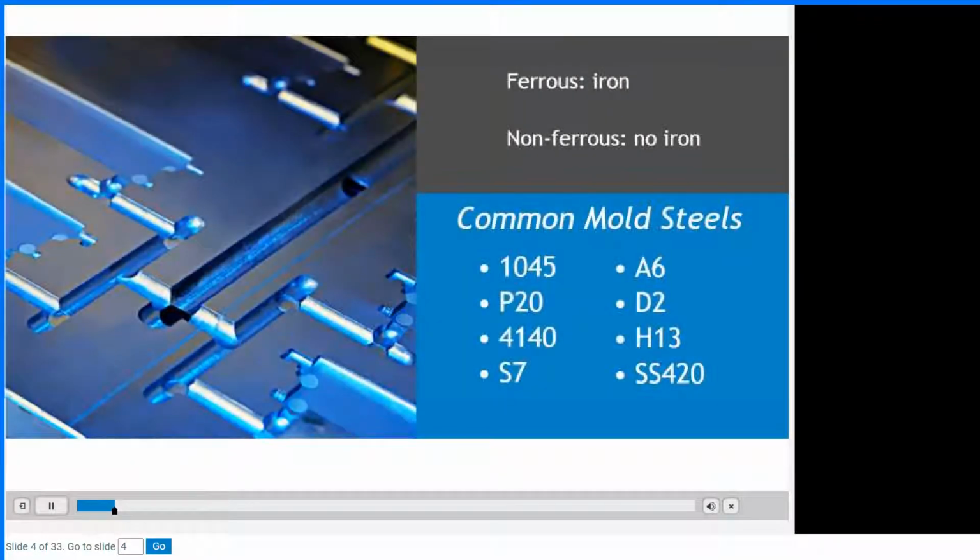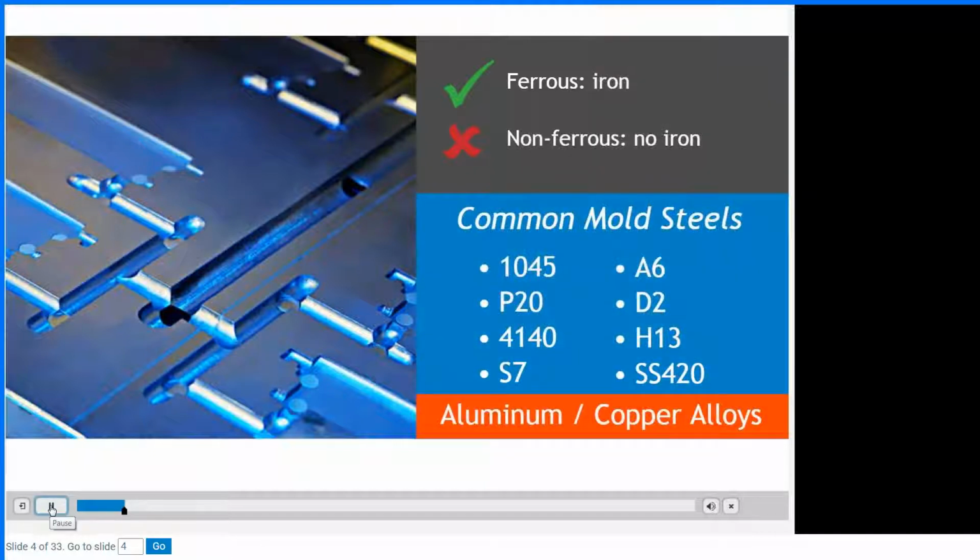Generally, mold steels can be divided into ferrous and non-ferrous groups. Ferrous metal contain iron, while non-ferrous materials do not. The most common mold steels are shown on screen and include some grades of aluminum and copper alloys. Of course, there are many more, as we know, but these are really just the common steels, and mainly used in the industry currently are basically H13.